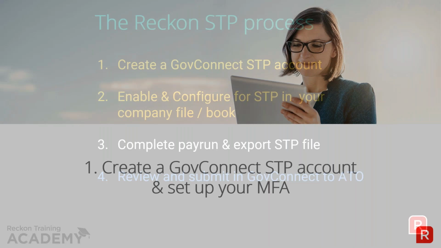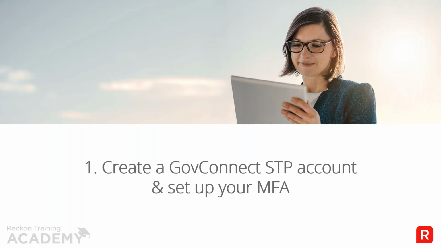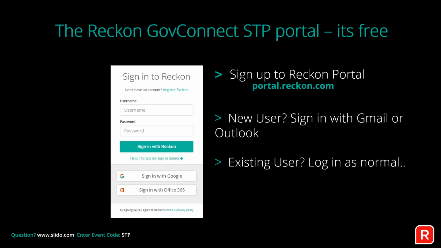So let's go into the first step in more detail. The first step you need to do is create a GovConnect STP account, as well as set up your MFA, which is your multi-factor authentication. To access Reckon GovConnect, as I mentioned earlier, you'll need to sign up to the Reckon portal. That website is portal.reckon.com. Otherwise, if you go to our Reckon homepage, you'll be able to sign in to Reckon GovConnect. So whether you're using Reckon One or Reckon Accounts, hosted or desktop, or Payroll Premier, you will need to sign up to the portal.